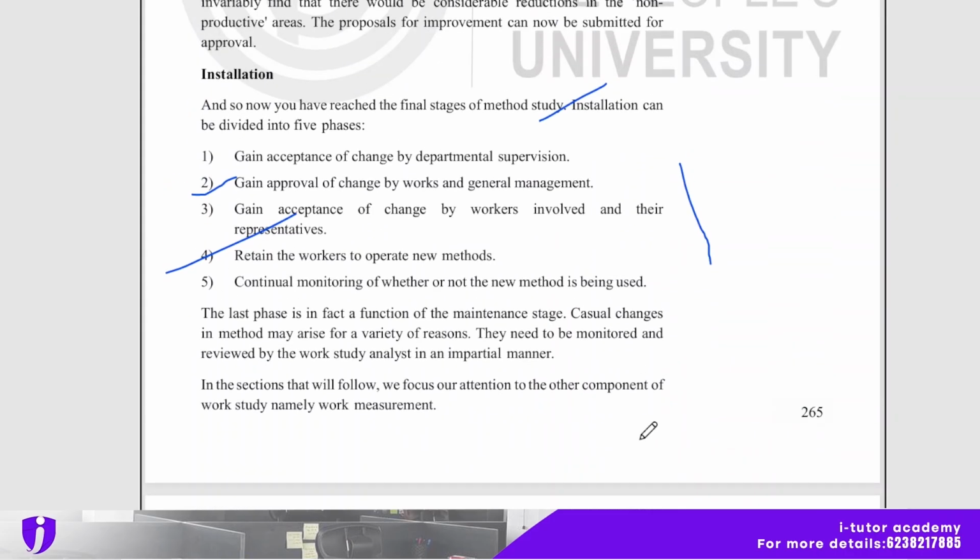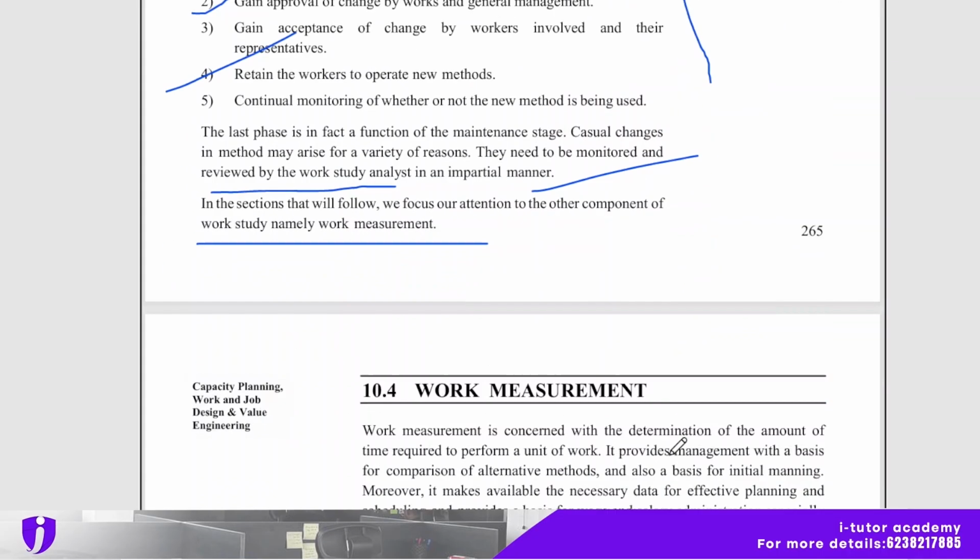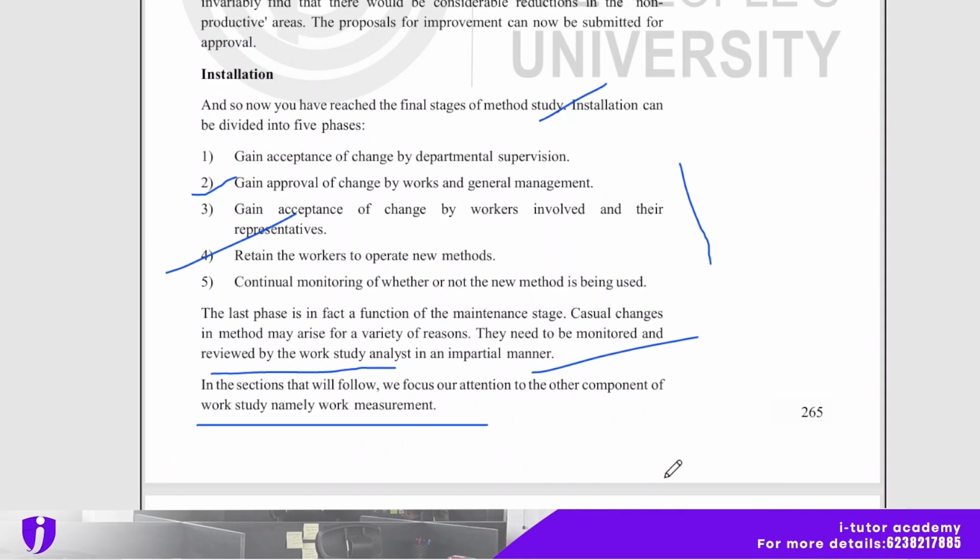Okay, and the last phase is in fact a function of the maintenance stage, and casual changes in method may arise for a variety of reasons, and they need to be monitored and reviewed by the work study analyst in an imperial manner. In the section that will follow, we focus our attention on the other component of work study, namely work measurement. Okay, so this is about today's section, and the further section we will discuss in the next video.